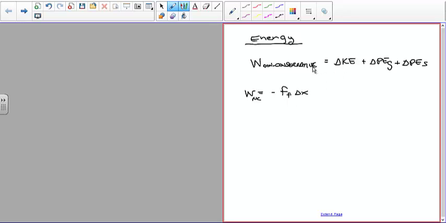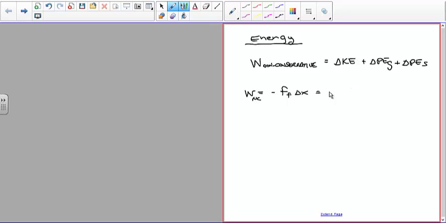So you can see if there's friction, you're going to decrease the kinetic energy, you're going to decrease the gravitational potential energy, you're going to decrease the spring energy. If there is no non-conservative work, meaning there's no friction, then these things add up to 0.